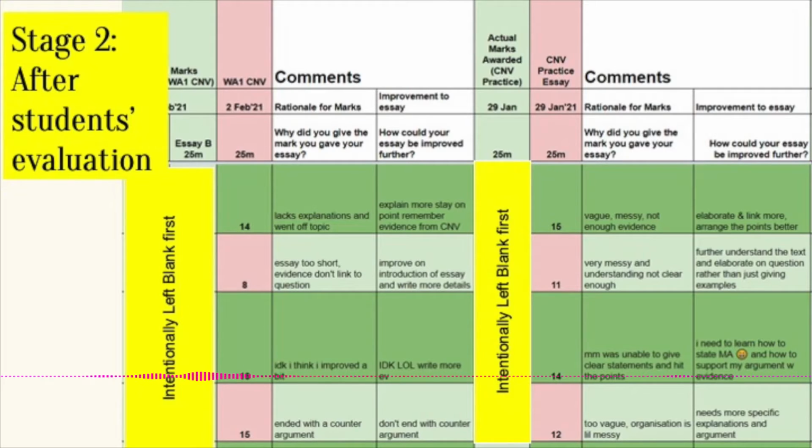The first student will write, I got 14 marks. Why? Lacks explanation and went off topic. Stay more on point, remember evidence from CNV. We are doing codename verity for the literature text. Some students will, for example, the one who got 16, I don't know. I don't think I improved a bit. I left that blank first.